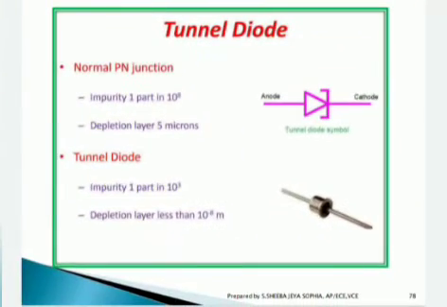Regarding the normal PN junction and the tunnel diode: in the normal PN junction the impurity is 1 part in 10 power 8, whereas in the tunnel diode the impurity is 1 part in 10 power 3. In the normal PN junction the depletion layer is 5 microns, and in the tunnel diode the depletion layer is less than 10 power minus 8 micron, which is very minute. You can clearly see this in the symbolic and diagrammatic representation.